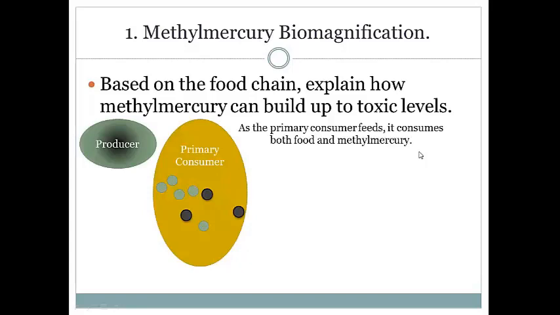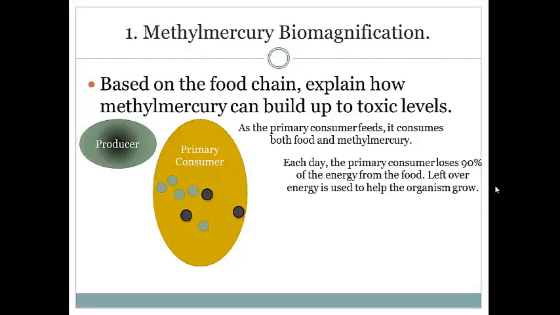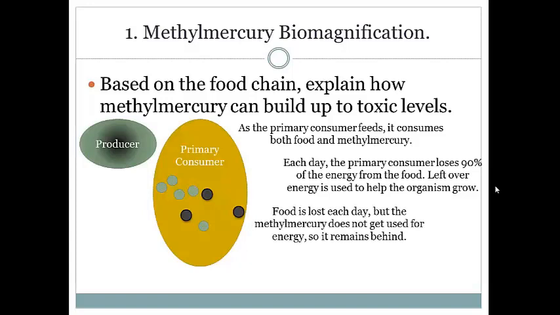So as it feeds, it consumes both food and methyl mercury. Each day, the primary consumer loses 90% of the energy from the food. Leftover energy is used to help this organism grow and live. Food is lost each day, but the methyl mercury is not used for energy, so it doesn't get digested. Instead, it remains behind. It gets deposited into the tissues of the primary consumer. As we move up trophic levels, we see that this process is magnified.